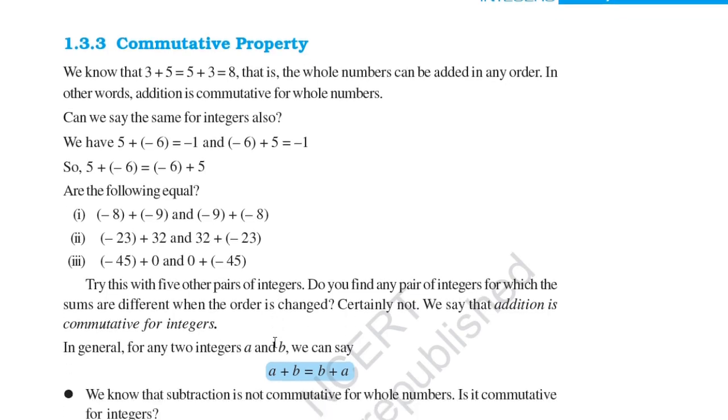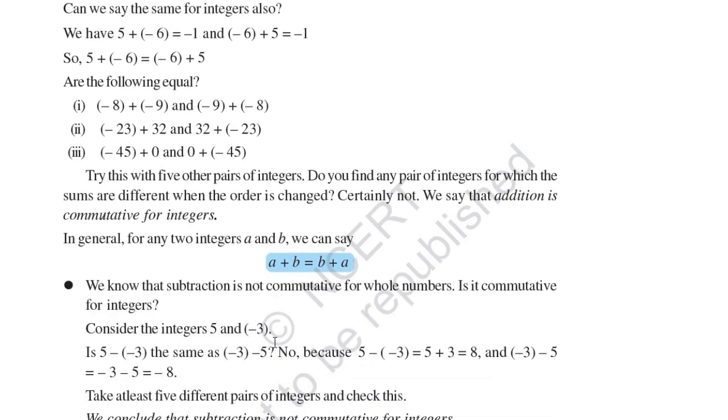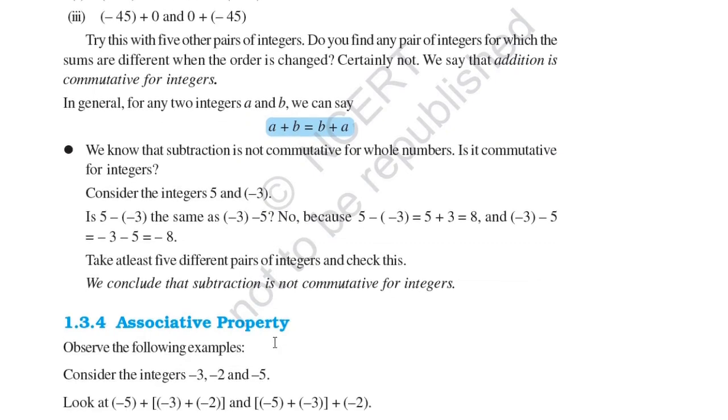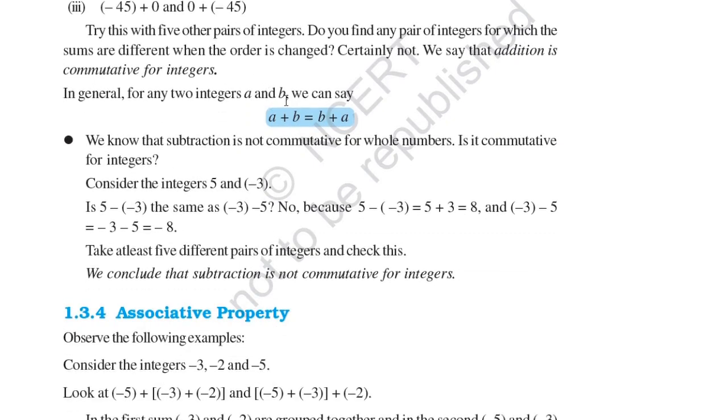In general, for any two integers a and b, we can say that a plus b is equal to b plus a. So this is the commutative property. You can highlight this. We know that subtraction is not commutative for whole numbers. Is it commutative for integers?